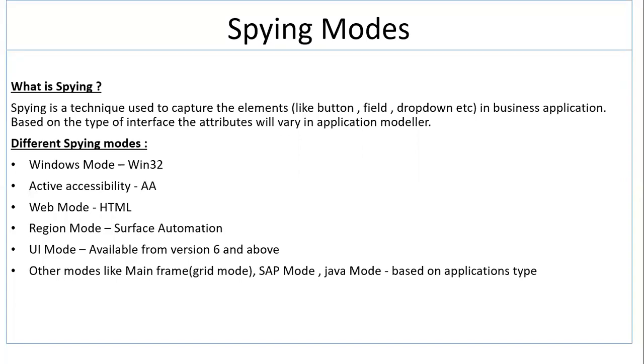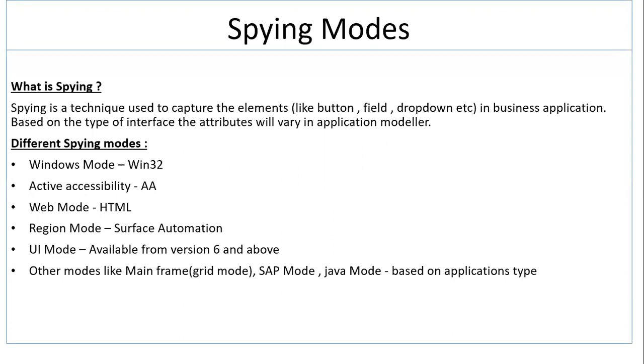Welcome to the next session, spying modes. So what is spying? Spying is a technique used to capture elements like button, fields, drop-down, etc. in your business application. Based on the type of interfaces, the attributes will vary in your application modeler. Don't worry much about application modeler and its concepts right now because we are going to see a lot more detail about application modeler in the upcoming session.